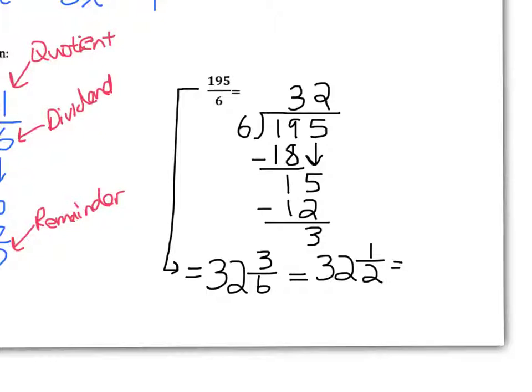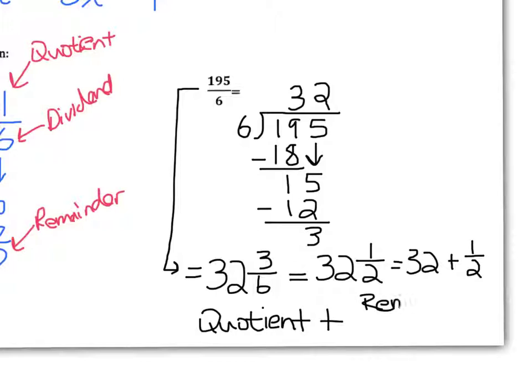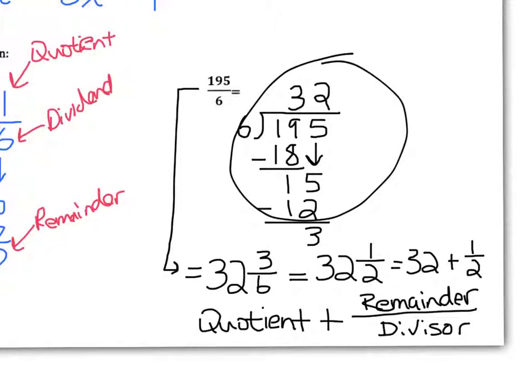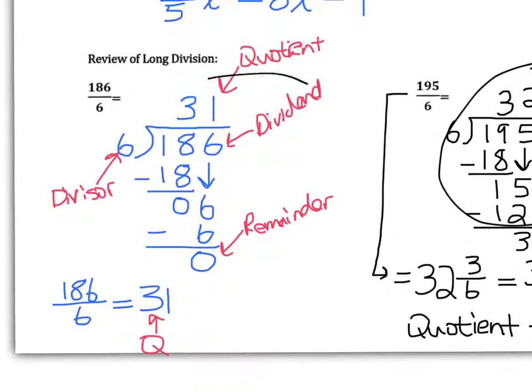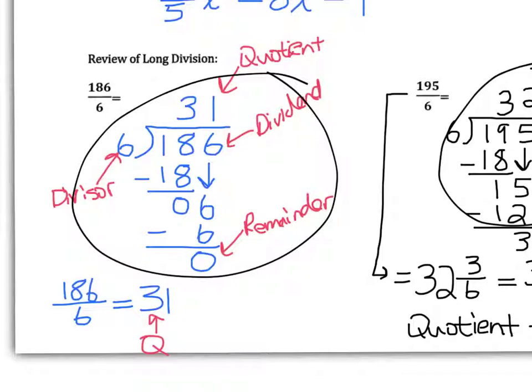Remember, when we write mixed numbers, this is the same thing as saying 32 plus 1/2. And so one way to write our answer is to write it as our quotient plus our remainder over our divisor. All right, that's one way to write our answer. So let's do this, but let's do it with polynomials. But the same process that we used in this example and in this example here is going to apply. Let's look at the example.